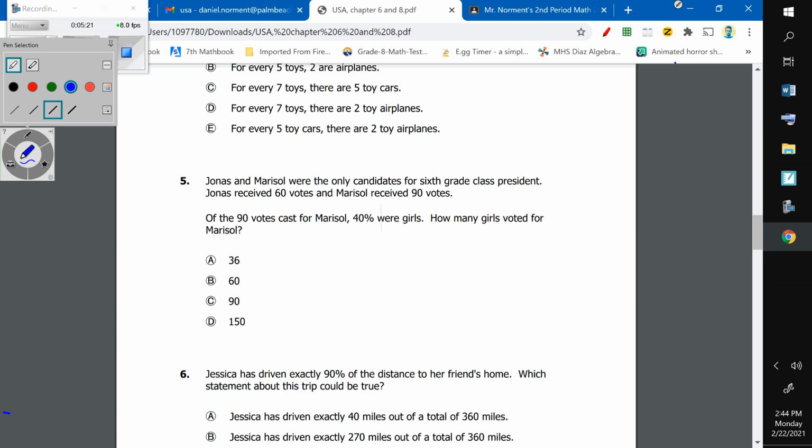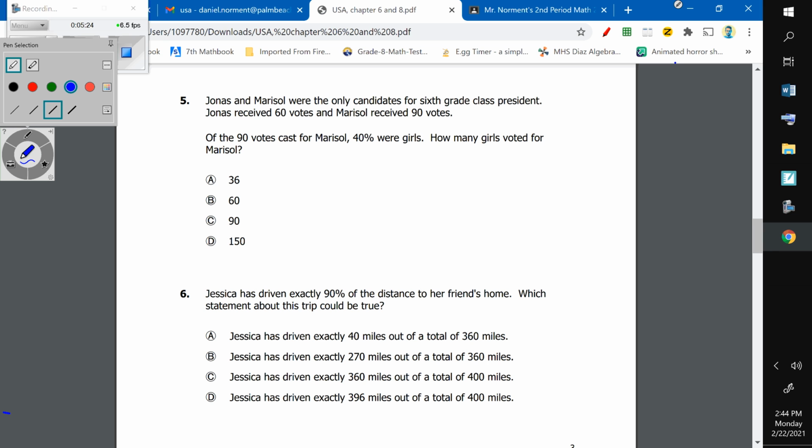Next. Number 5. Jonas and Marisol were the only candidates for 6th grade class president. Jonas received 60 votes and Marisol received 90 votes. Of the 90 votes cast for Marisol, 40% were girls. How many girls voted for Marisol? 36, 60, 90, or 150? So, find that out. And here is a hint. This should actually make it pretty easy.